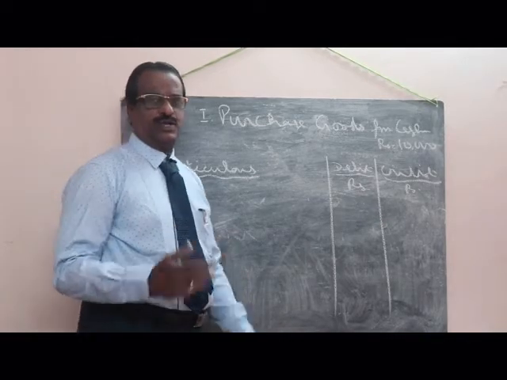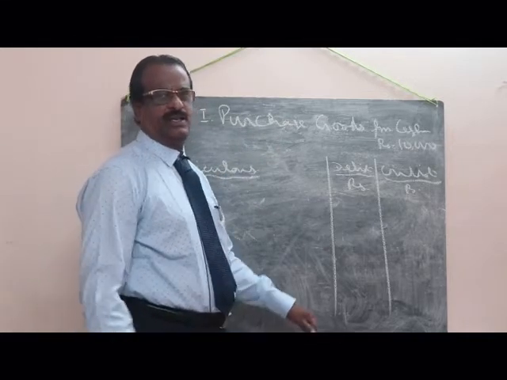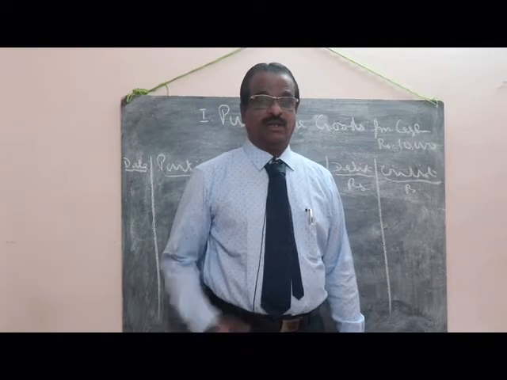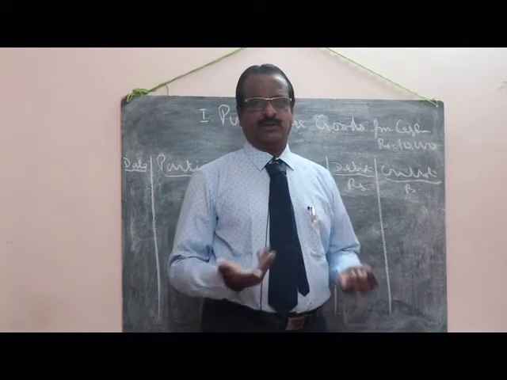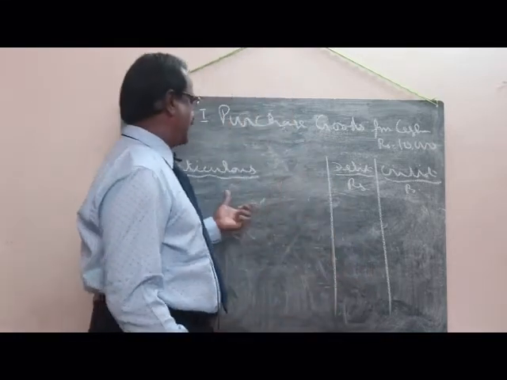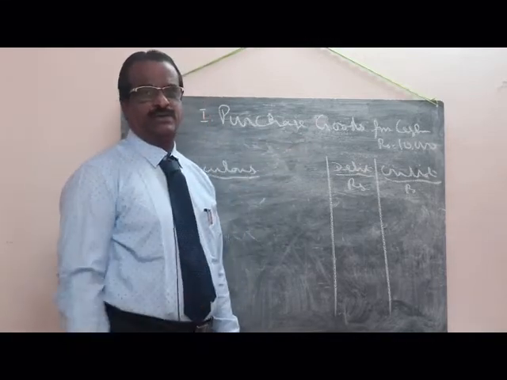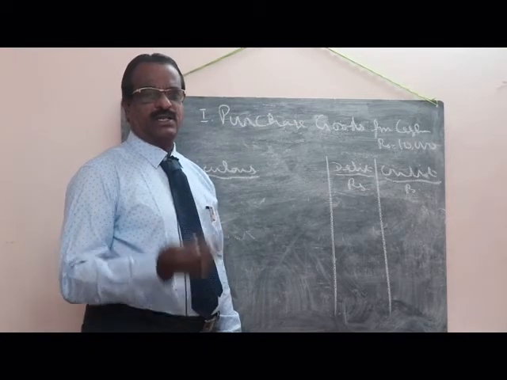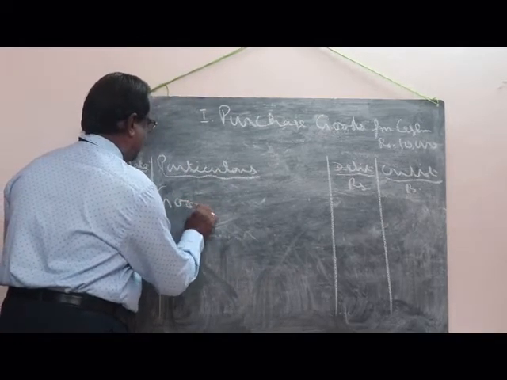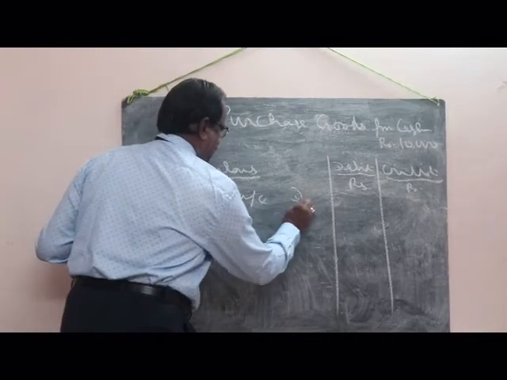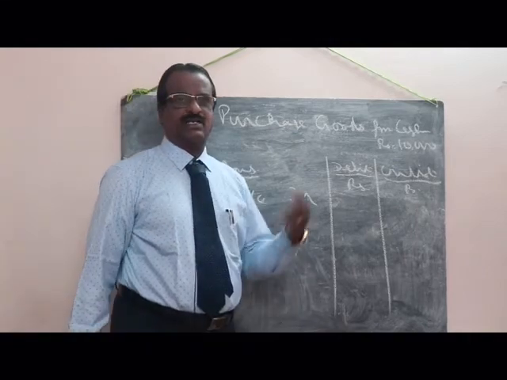So how to write journal? Some students, if you ask purchase goods for cash, what is the journal entry? Immediately they say purchase account debit to cash. But they don't know why you debit purchase, why you credit cash. They don't know. So how to pass the journal? Purchase goods for cash. You must ask yourself, what comes in? Goods comes in. Comes in is a debit. So first you write goods account debit. Give one space. What goes out? Cash goes out.